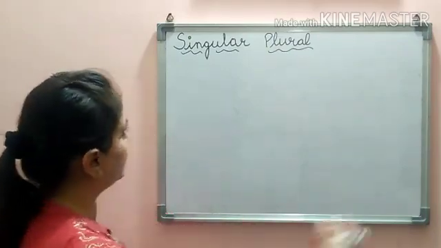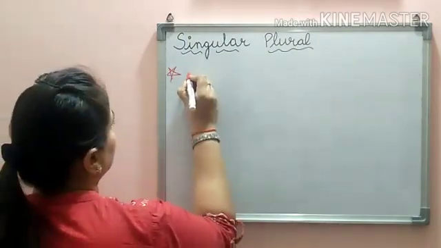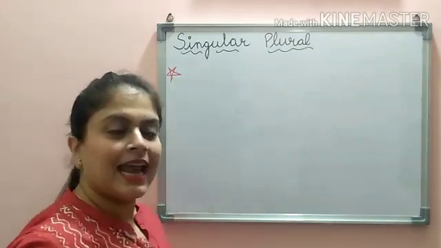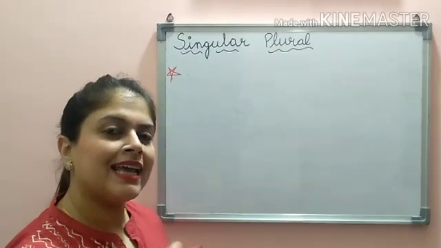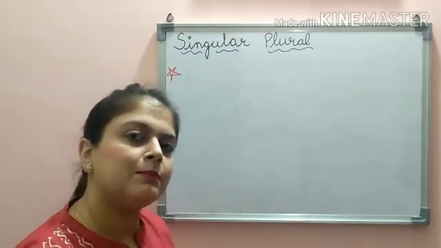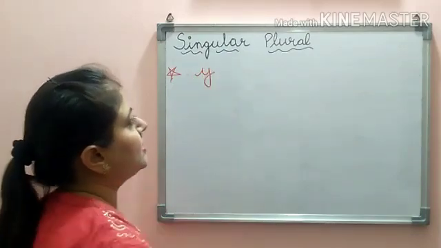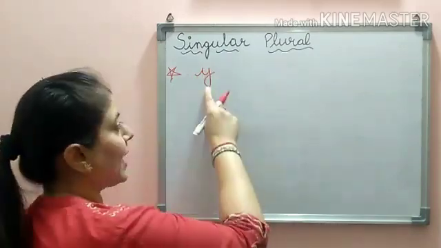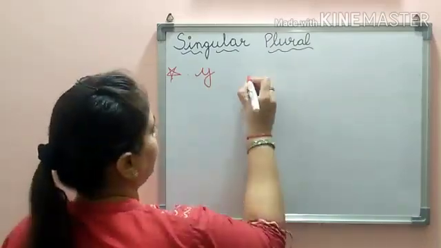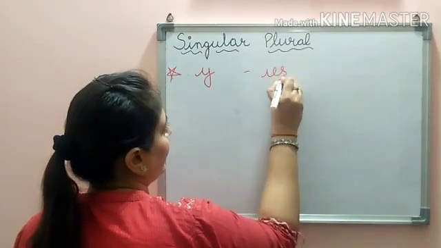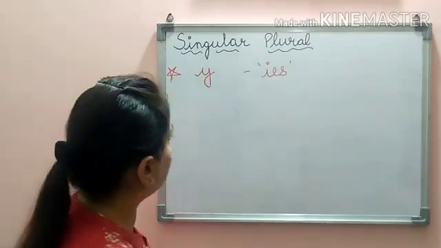So let me start. The first rule for the day is that the words that end with y, then y is removed and ies is added to them to make them the plural one. After I am writing it for you, the singular words ending with y are converted to plural words by adding ies. So now let me take examples.